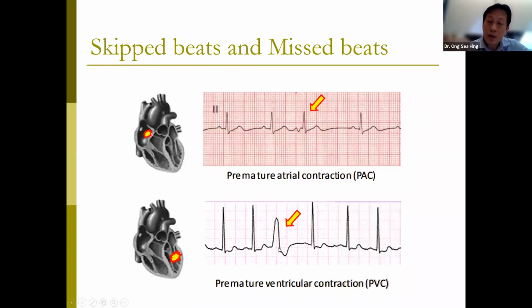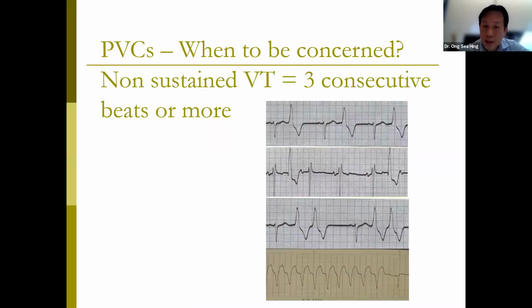Now, then you've got to go one step further. When you see a premature ventricular contraction, you have to tell whether this premature ventricular contraction comes from the right ventricle or the left ventricle. And that's why earlier when I talked about recognizing the right bundle branch block and the left bundle branch block pattern, it helps us, because if the PVC has a right bundle branch block pattern, then you know that this PVC is coming from the left ventricle. And if the PVC has a left bundle branch block pattern, then you know that the PVC is coming from the right ventricle.